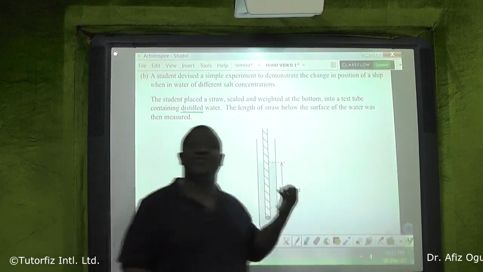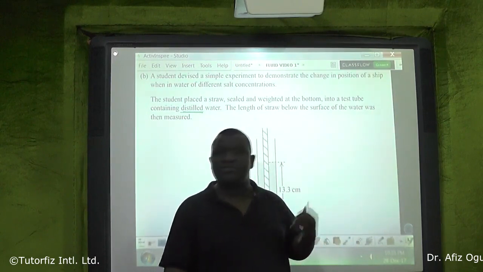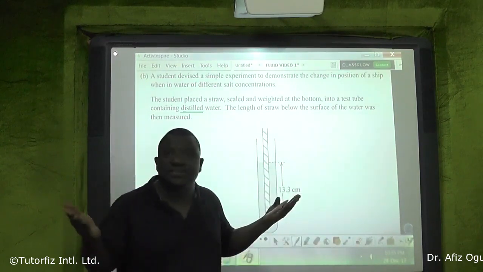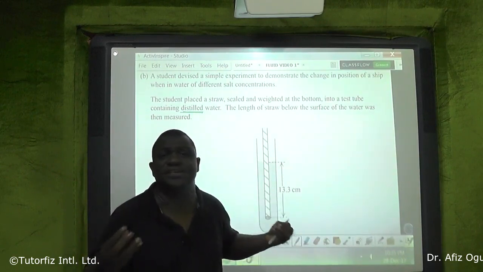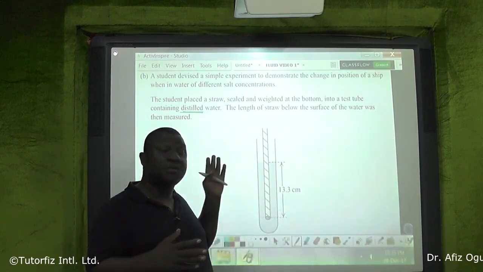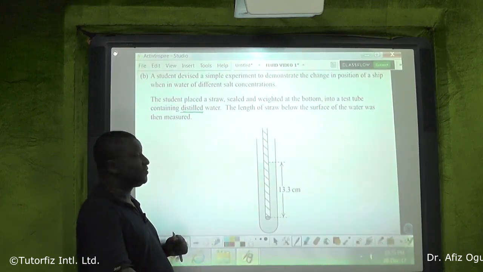And for it to float, upthrust and weight have to be the same. That means upthrust also did not change. The weight did not change, upthrust did not change. What then changed? Just like what we have done before, but in calculation form now.